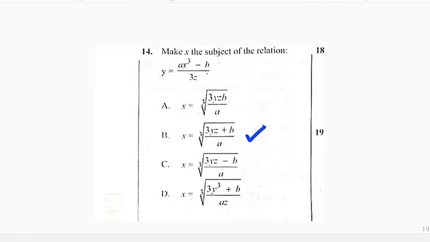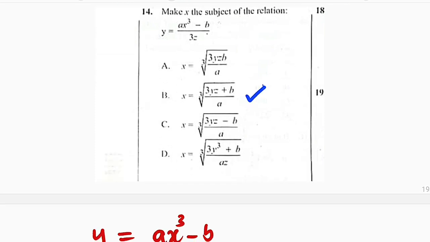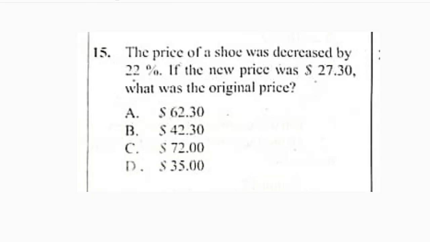So now let us move on to the last question, which is question number 15 for today. All right, here is question number 15. The question reads, the price of a shoe was decreased by 22%. If the new price was $27.3, we are asked to find the original price.